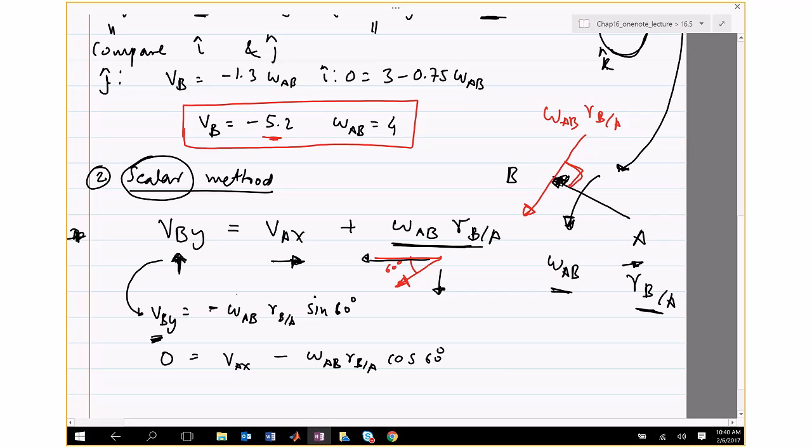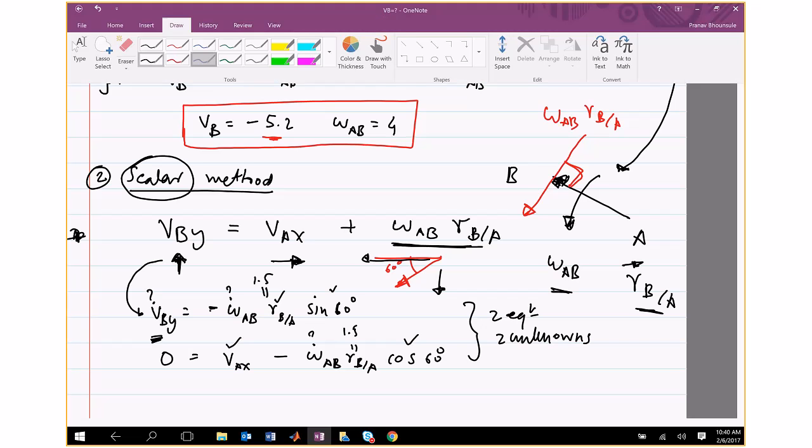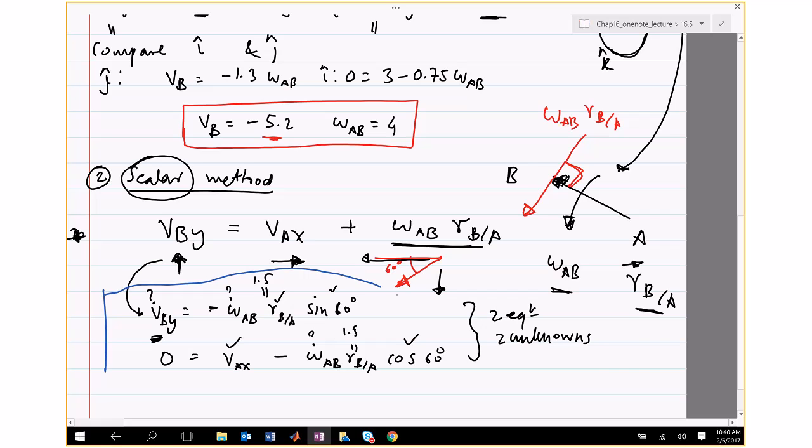So omega AB is an unknown, VBY is an unknown, VAX is given to me. This is 1.5. I know sine 60, I know what cosine 60 is, I don't know this. So two equations, two unknowns, and you can solve for the unknowns. So it's up to you which method you want to use.